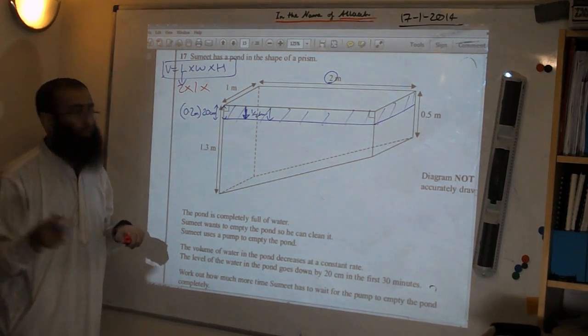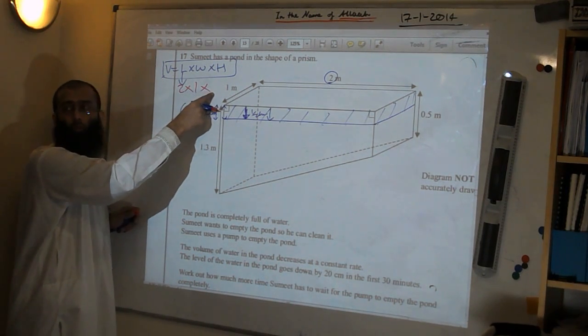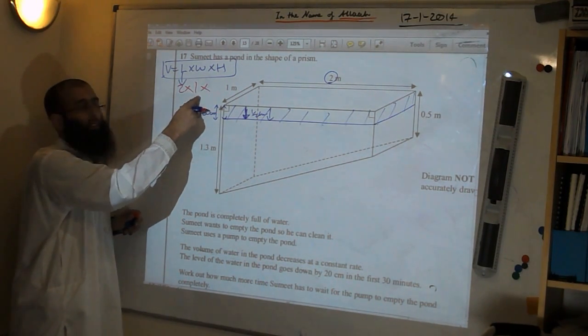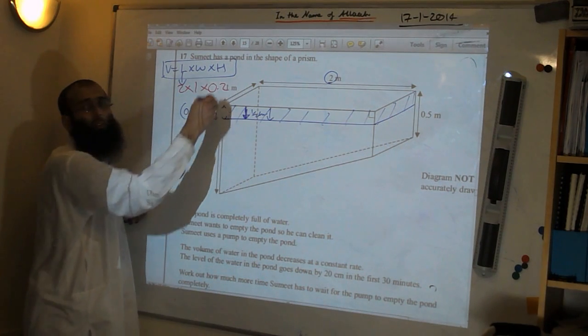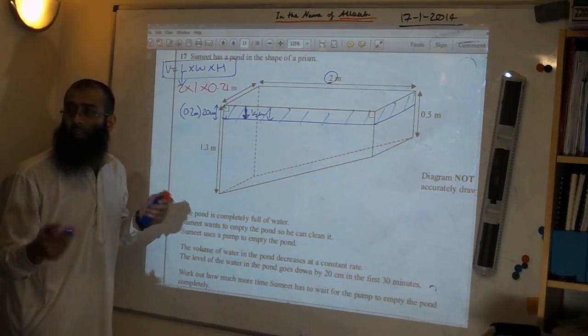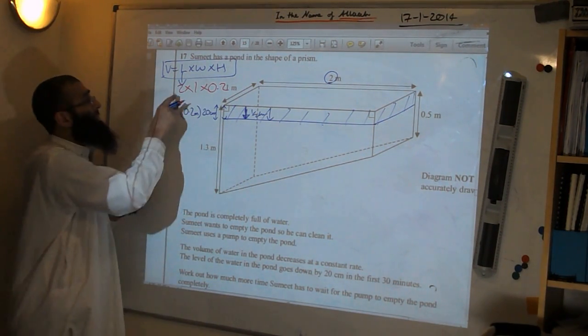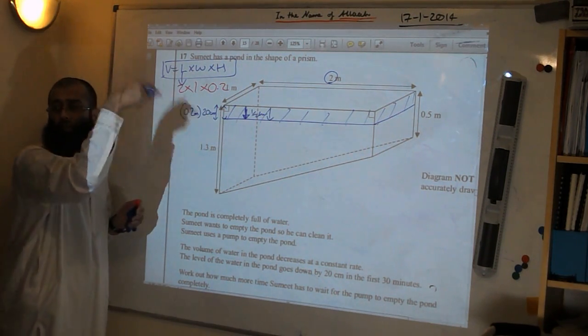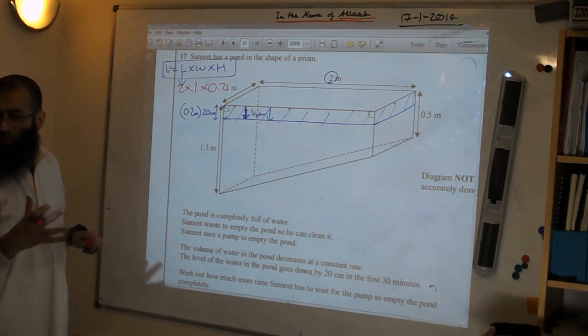So we work in meters. Do not use 20 centimeters because these are all meters. So you must use 0.2. So then, Umar, are you happy with that? Yeah. Because that's meters, and that's meters. You can't go from meters to centimeters. You'll make the question wrong.